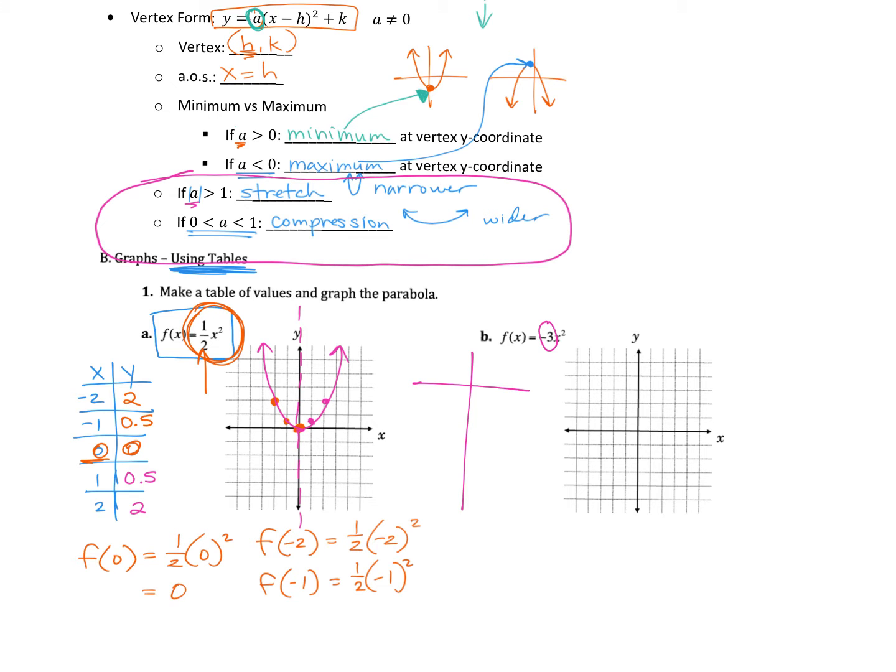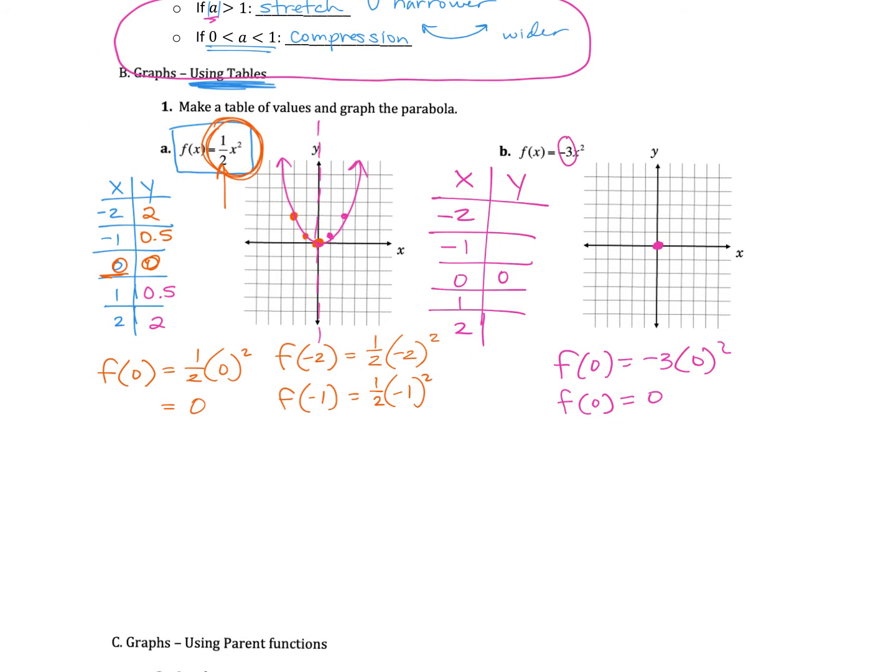So if we make a t-chart, x and y, you have -2, -1, 0, 1, and 2. Let's plug in 0 first. You may go just in order. I just like to find my vertex first. So -3 times 0 squared is 0. So when I plug in 0, I get 0 back. So 0, 0 is my vertex. Now let's plug in a -2. So f of -2 is -3 times -2 squared. What does that equal?